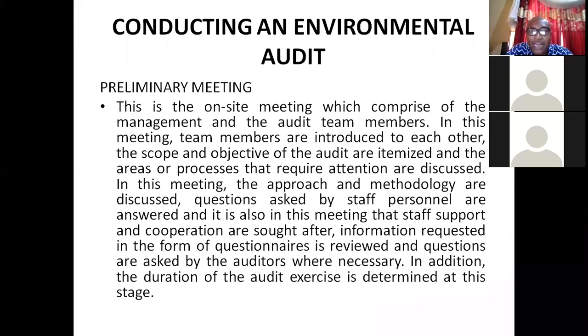How do you conduct an environmental audit? The first major process you carry out in conducting an environmental audit is to do what you call a preliminary meeting. A preliminary meeting is the first stage of an environmental audit process. This is one on-site meeting which comprises the management and the audit team. That means the company that is to be audited and the management team, the auditing team, will sit down together and design the mechanism by which the audit will go.